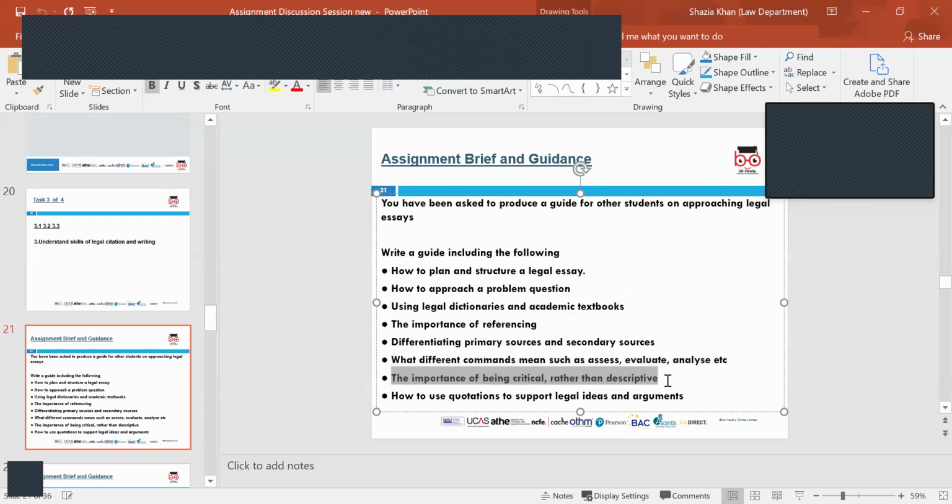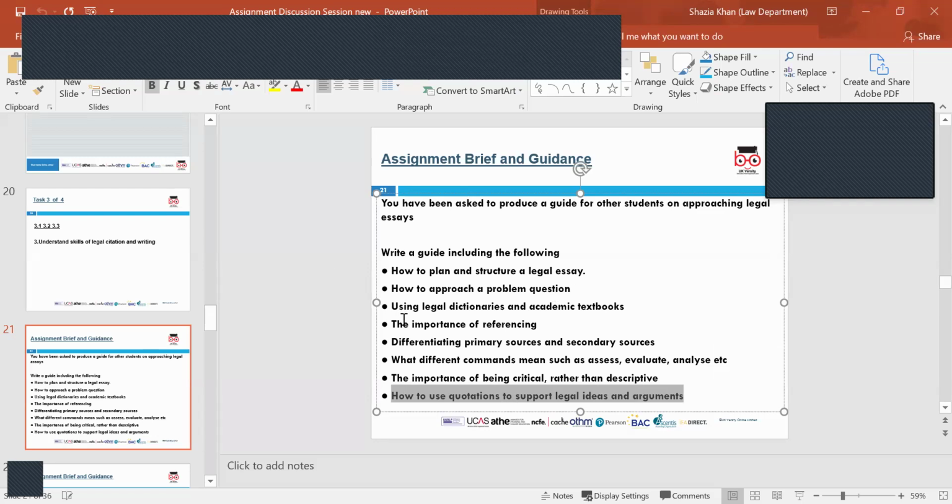And the importance of being critical rather than descriptive, and what's the importance of that? So you need to identify that. And then finally, how to use quotations to support legal ideas and arguments. That is all in learning outcome 3. And there are things about structuring your assignment, how to plan your assignment, how to use legal citation, how to identify legal issues, and look at the acceptability, how to cite things.